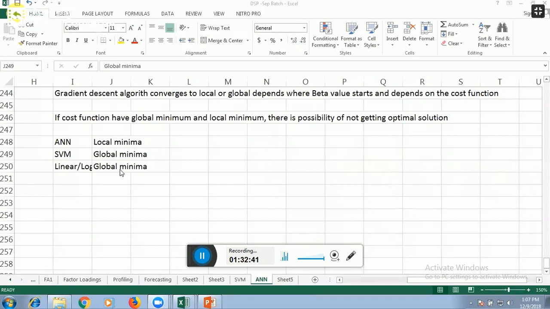Okay, so now you're clear about what gradient descent, stochastic gradient descent and mini-batch gradient descent are, and how gradient descent helps you get the solution. It depends on the cost function also. You may converge to a local or to a global minimum. Okay, now I want to talk about MLE. What is MLE? Maximum likelihood estimator.